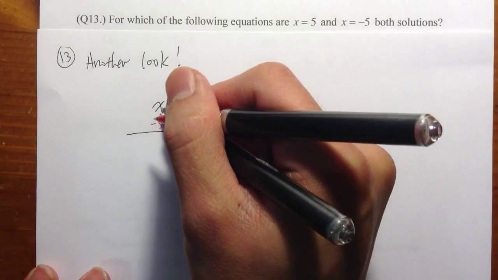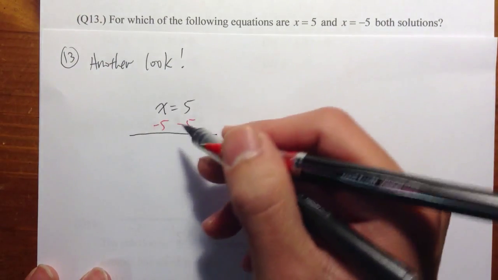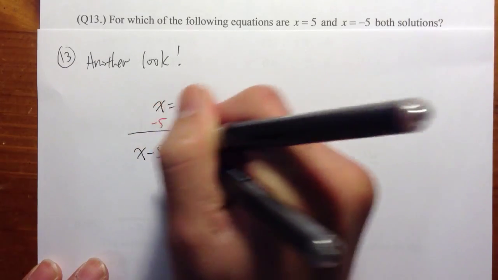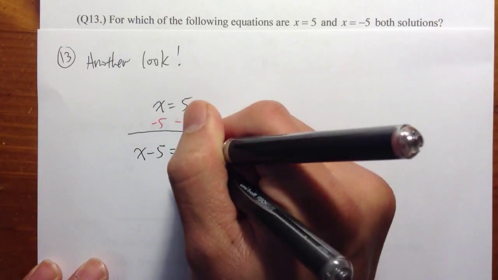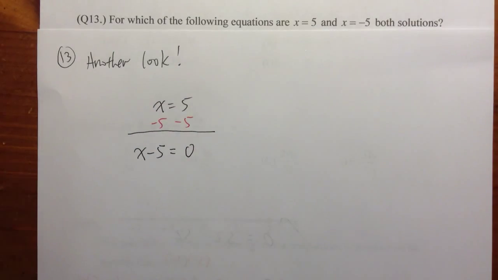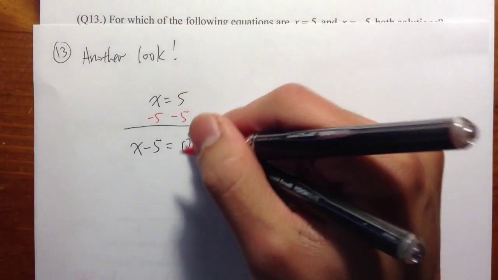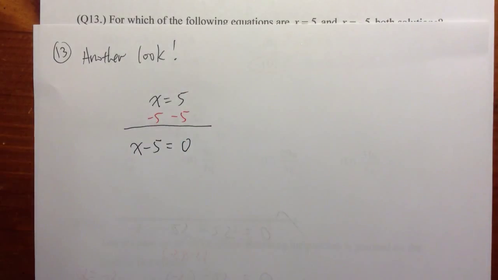So I have x minus 5. We cannot do anything with this, so I'll just write it down as x minus 5. 5 minus 5 is equal to 0. And there's a reason why we choose to subtract. That's because we want to have 0 right here. But I will talk about that in a minute.